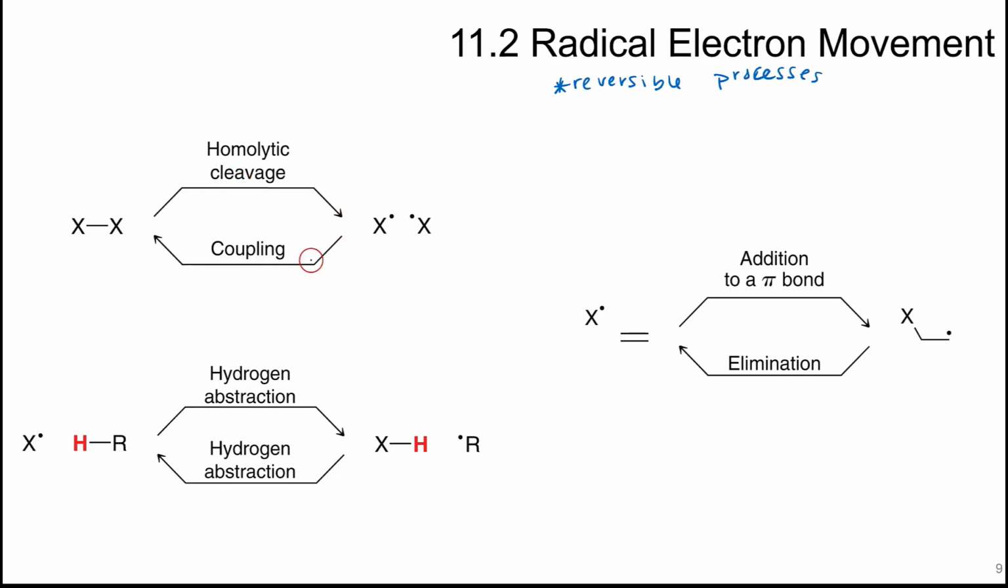The reverse of homolytic cleavage is coupling. So in cleavage, it's broken apart, and in coupling, they're put back together. Hydrogen abstraction occurs, and the hydrogen abstraction going backward can occur. We can add to a new bond, or we can eliminate to form the double bond again.